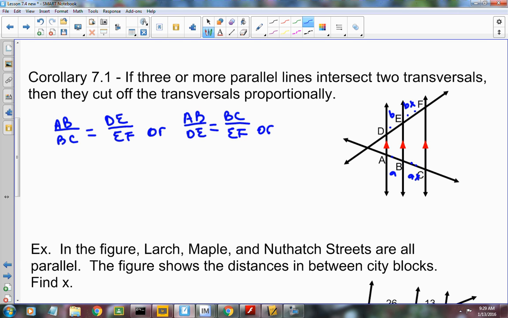You could even do little to big, like AB is to AC, and then DE is to DF. Or you could use this little part to the whole thing too. I'm not going to write them all down. There's lots of different things that you can do there. So this happens when you've got 3 or more parallel lines that intersect 2 different transversals, and those transversals are cut off into proportional lengths.